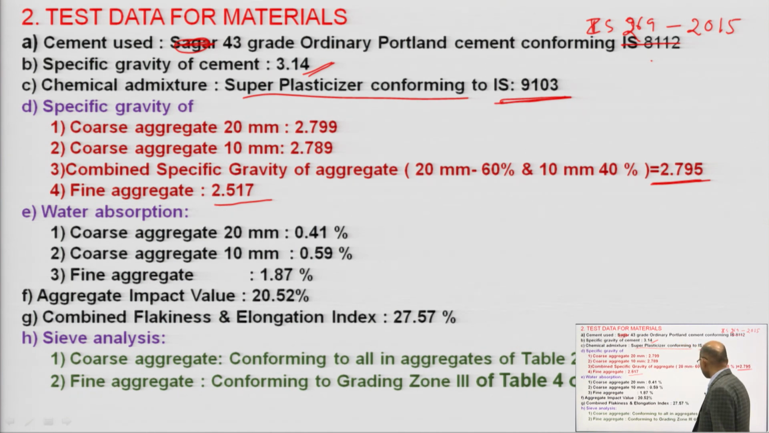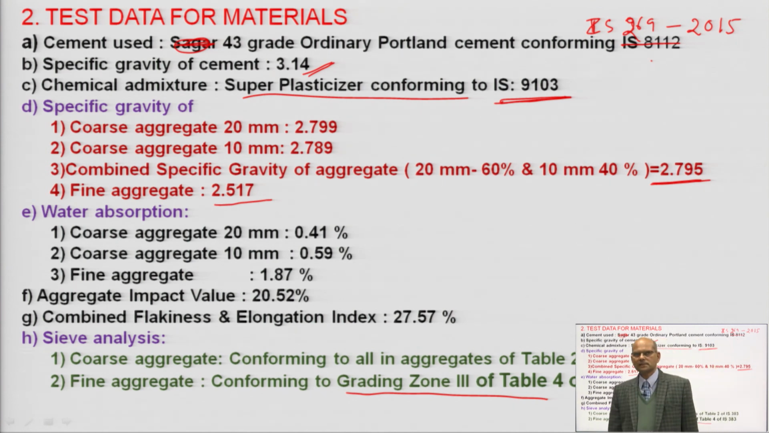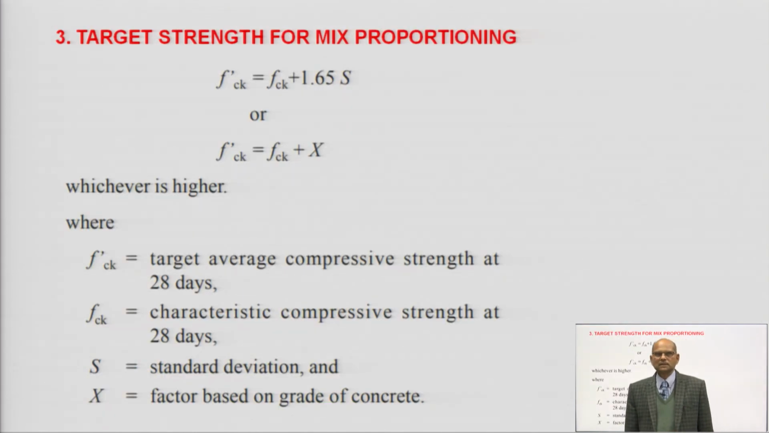And the sieve analysis result is: coarse aggregate conforming to all-in aggregate of Table 2 of IS 383, and fine aggregate is of grading zone 2. So, you are supposed to refer to IS 383 and confirm this data. It means you have to do the practicals, experimentation, get this data, and then you go for the design. So, the next step is target strength for mix proportioning.